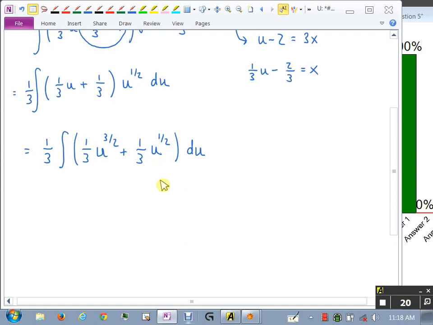Now you do not have to take a 1/3 out here, okay? You could just do the antiderivative, but I'm going to take another 1/3 out. These both have 1/3. Factor it out, bring it outside the integral, and what would I have? I'm multiplying them, right? 1/3 times 1/3 gives me 1/9. And that leaves me just u to the 3 halves.